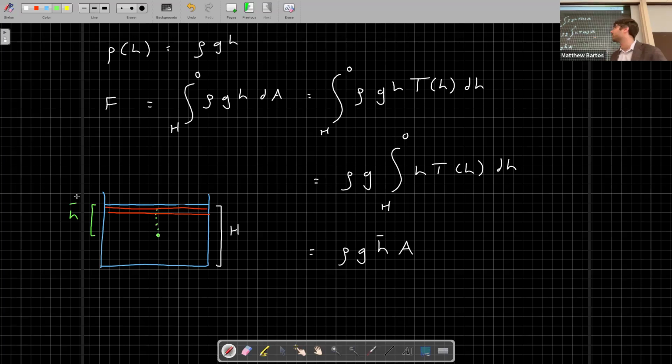This should be a review of fluid mechanics, but I'll have some extra material in the typed notes if you need a little more time with this. So in short, the hydrostatic force is equal to the specific weight, that's rho times g, times the centroidal depth from the surface to the centroid of the water, times the cross-sectional area. And that comes from evaluating this integral here.